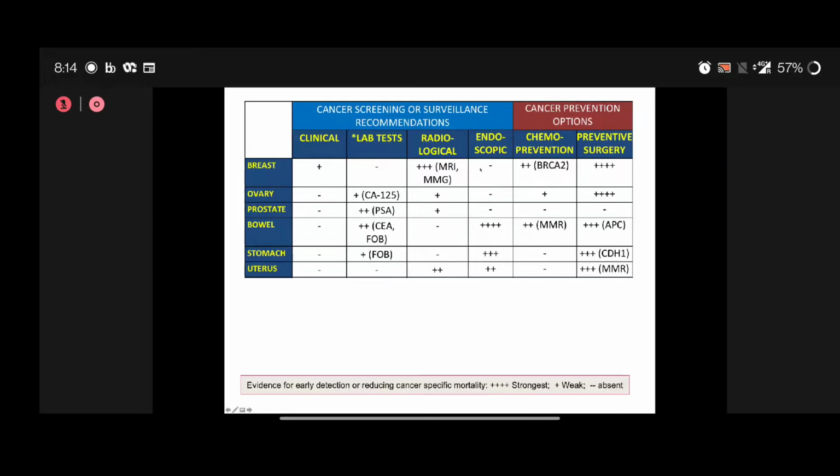lymphoma, and endoscopic for those who have high risk of bowel cancers. Chemoprevention generally for BRCA2 mutation carriers or bowel, the CAPP2, CAPP3 studies for aspirin. Preventive surgery mostly for breast cancer, and for ovarian cancer this is the only way, and for familial adenomatous polyposis, FAP, total proctocolectomy with IRA, and other.